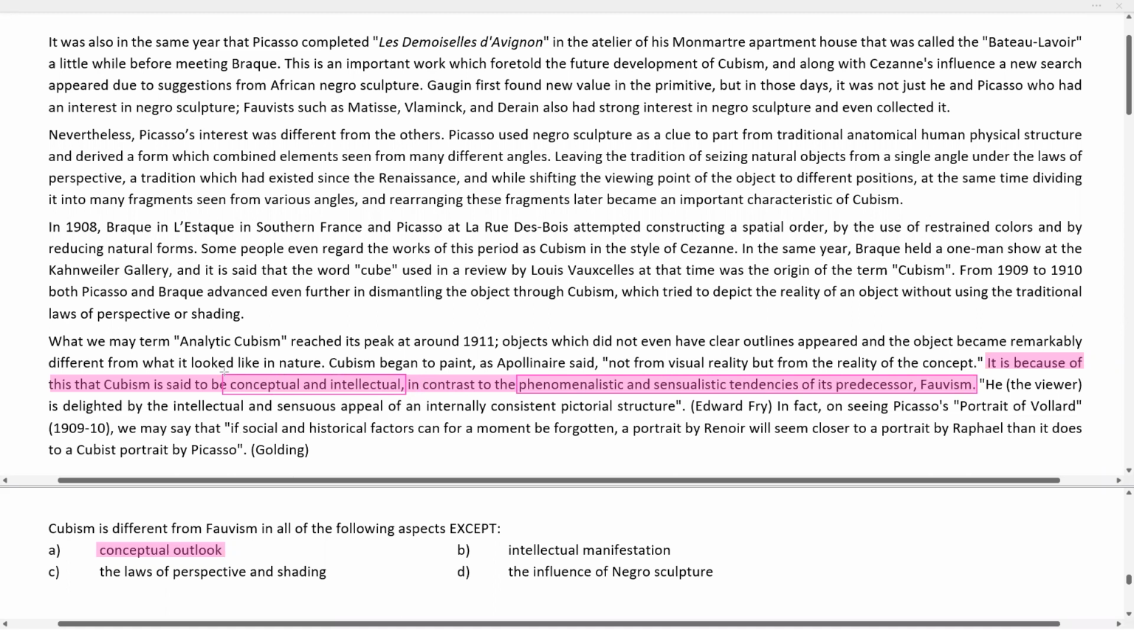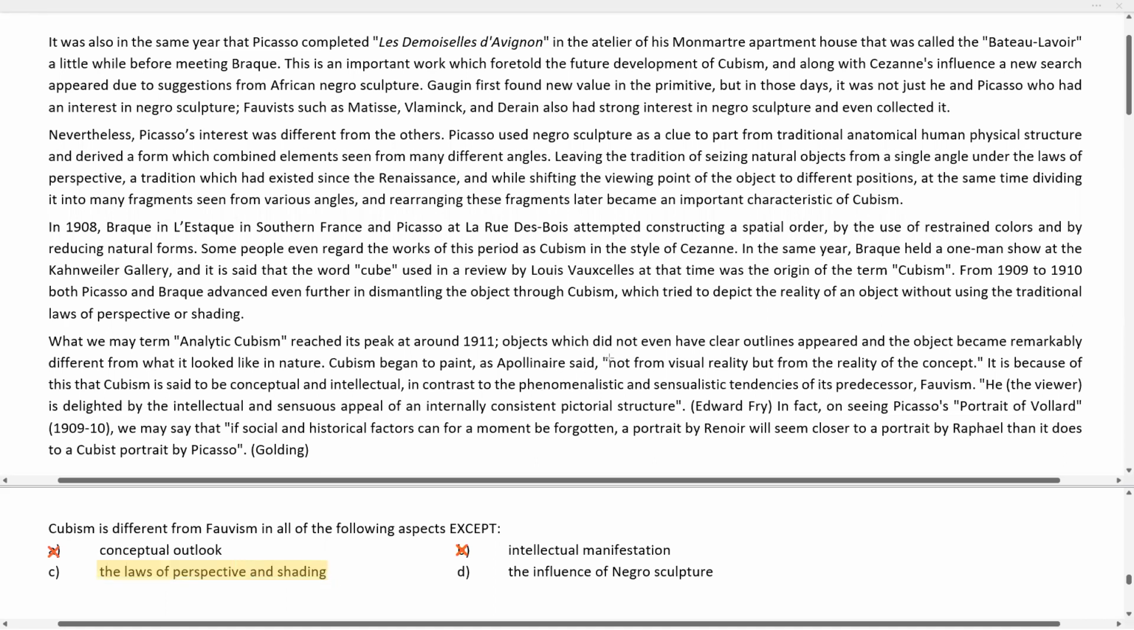So conceptual outlook very well coincides with one of these differences. So one is an aspect on which Cubism and Fauvism were different. So A is not a valid answer. Option B says intellectual manifestation. Again, conceptual and intellectual. So intellectual manifestation was an aspect of difference between the two. B is also incorrect. Option C tells us the laws of perspective and shading.